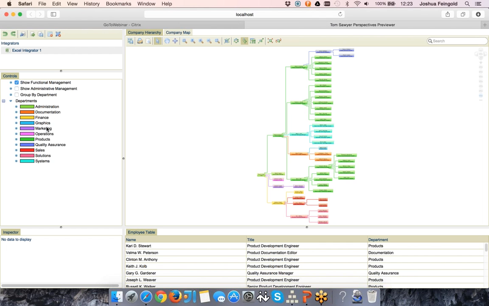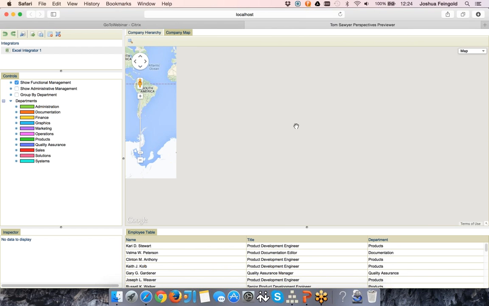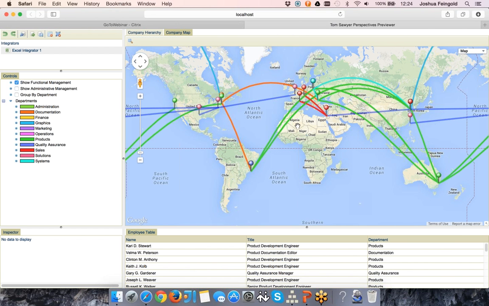We've got administration, documentation, finance, graphics, marketing, operations, products, quality assurance, sales, solutions, systems. All of these departments make up our company, and we have a company hierarchy and figuring out who answers to who. Obviously, a very important task if you're, for example, an executive or a manager in human resources. So we're going to look at how we can use both this topology view along with a geographic view to get a better understanding of the way our company is actually put together.